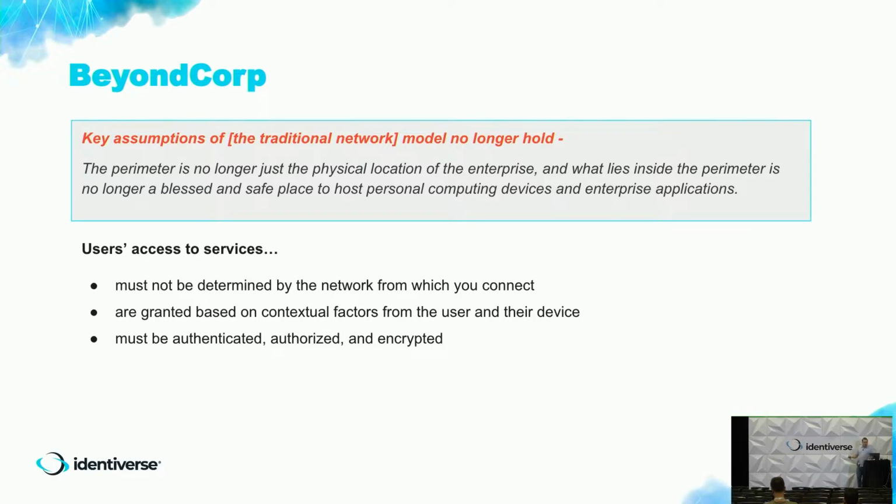So then what's BeyondCorp? Well, it's Google's implementation of Zero Trust, and it's based on the principles that the traditional network perimeter needs to be reimagined. It must not be determined by the network from which you connect. It's granted based on contextual factors, such as the user and their device. Is it a good corporate-owned device? Does the device meet the corporate policies, patch levels? And then, of course, it must be authenticated, authorized, and access should be encrypted.